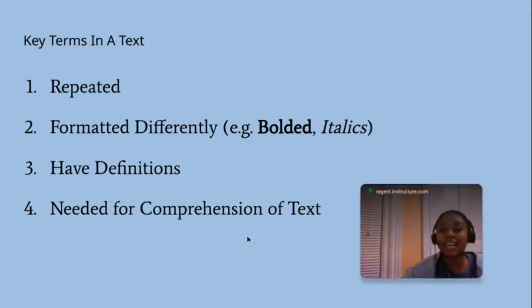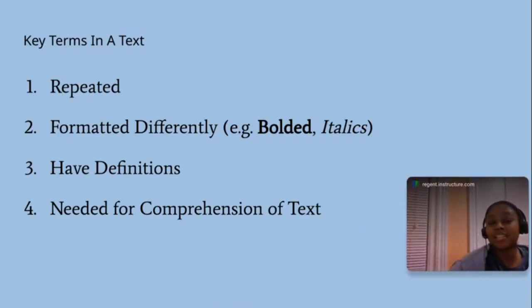So key terms in a text are often noticeable because they're repeated constantly. You also want to be on the lookout for more explicit forms of key terms, especially when they're formatted differently, like if they're bolded or in italics. You also want to ask yourself which terms are being defined. So sometimes textbook authors are nice enough to define the terms and to bold them so you know exactly what to study for the test. And then lastly, this kind of ties into the repeated criteria, but oftentimes key terms that are repeated are important for the comprehension of the text.